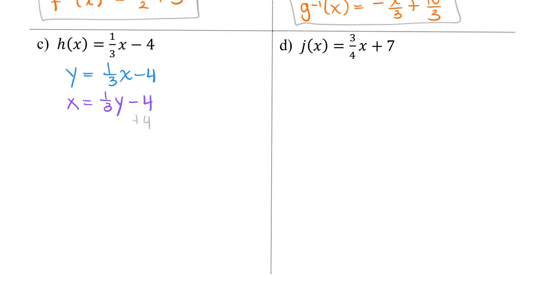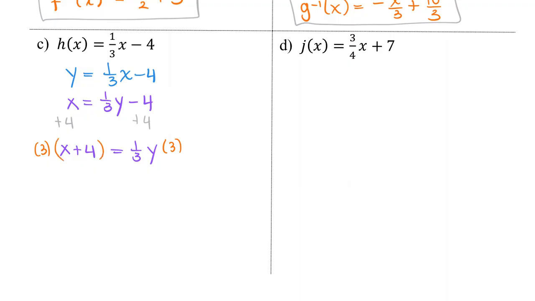And there are different ways to do it, but I'm going to add the 4 over. So x plus 4 equals 1/3 y. Okay, now I want to get rid of the 1/3. Now one way to do it would be, since there's a 3 at the bottom, I'm going to times 3 on both sides. When you times 3 on this side, remember you're timesing 3 to the whole thing.